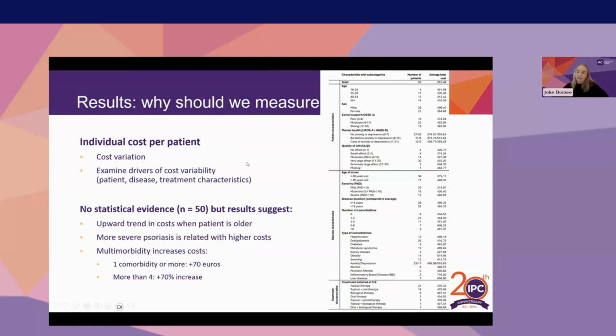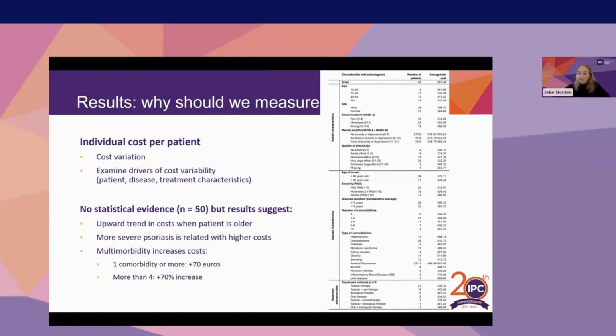Now, our sample size was rather small. It was only 50 patients. So right now we're still collecting more data to improve the results, because we could not draw any statistical evidence or make claims about causality between the factors and the costs. But the results suggest at least some type of correlation between the age of the patient and the total cost. So there's an upward trend when the patient is older.